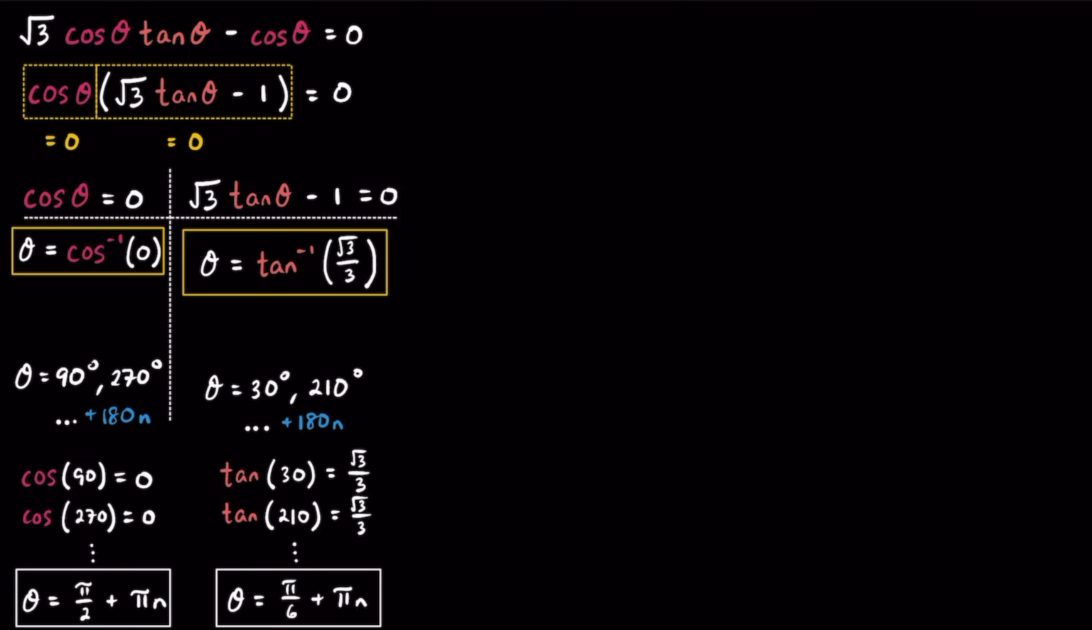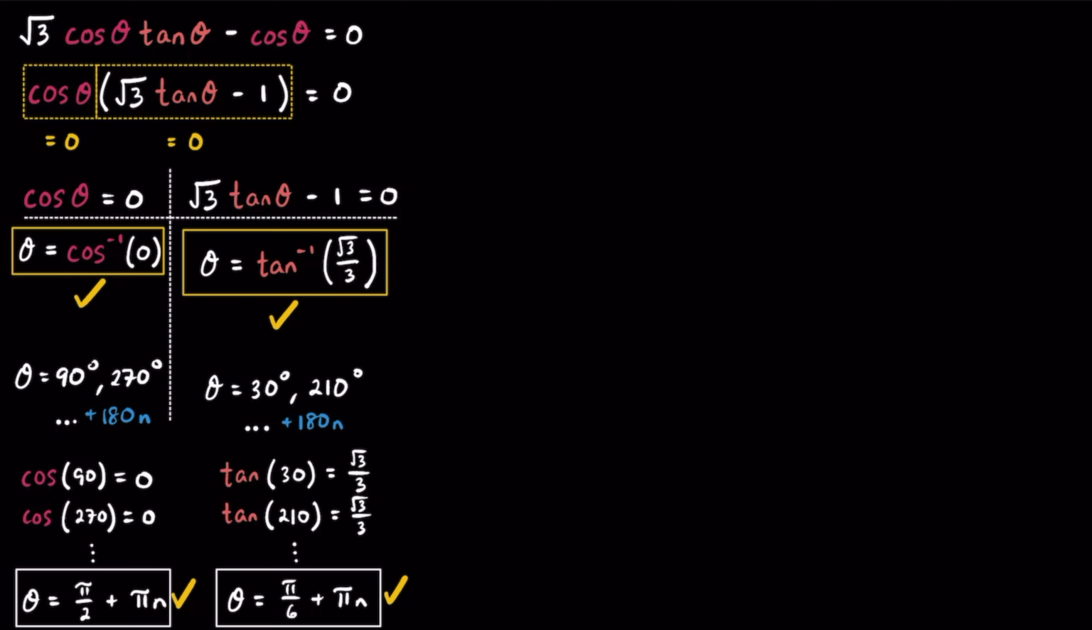So at this point, it seems like we are done, right? Because we found out that when theta is equal to 90 or 270 or 180 degrees more than that, or this pi over 2 plus pi m, that's when cosine of theta is equal to 0. And we also found out that when theta is equal to 30 degrees or pi over 6, and every pi more than that or 180 degrees more than that, then that's when this root 3 times tangent of theta minus 1 is also equal to 0.